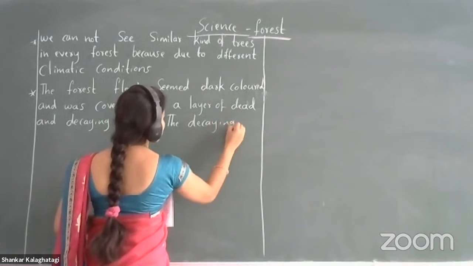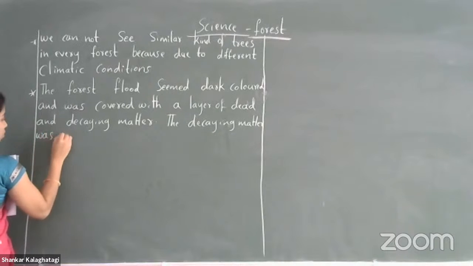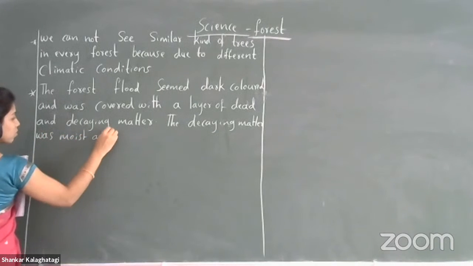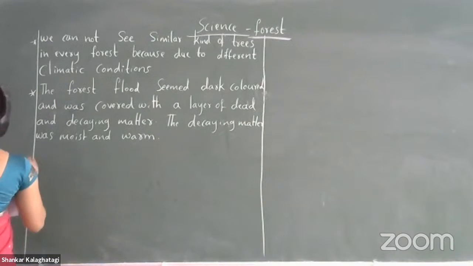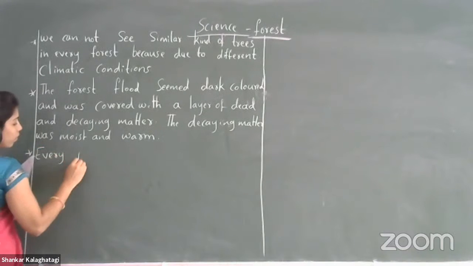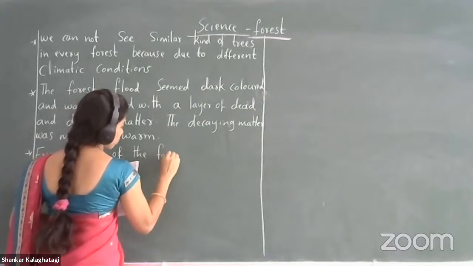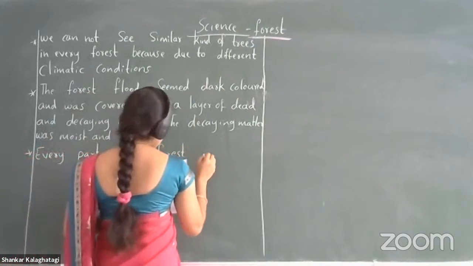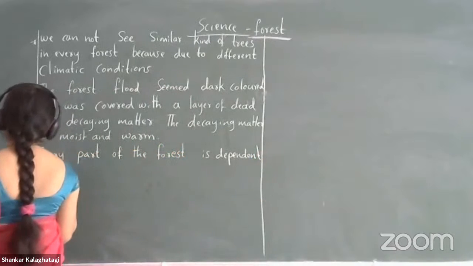The decaying matter was moist and warm. Every part of the forest is dependent on the other parts.